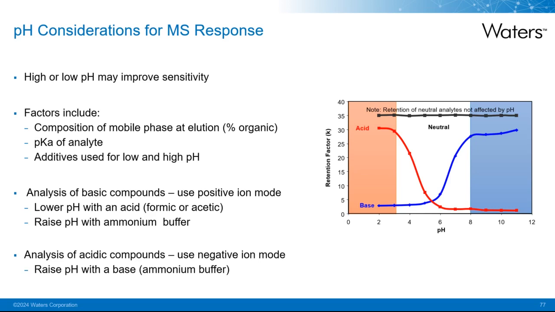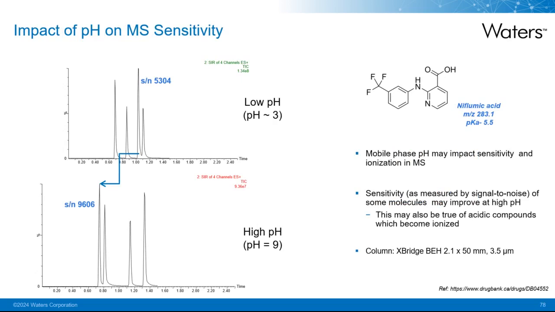pH response is also a consideration, so high or low pH can improve sensitivity. So you might want to consider the pKa of your analyte. This is obviously something that you consider anyway when developing an LC method, so not so different from mass spec. As you can see, the impact of pH on MS sensitivity can be quite important. Here you've got the peak signal to noise of roughly 5,000, and if you add a high pH, you can almost double the signal to noise of that particular peak, which is really good.